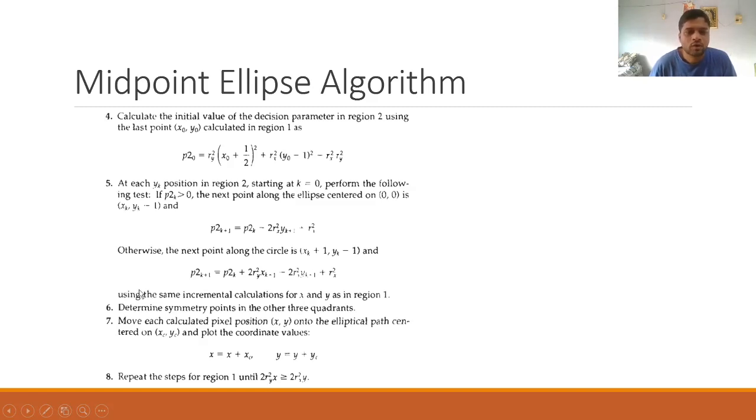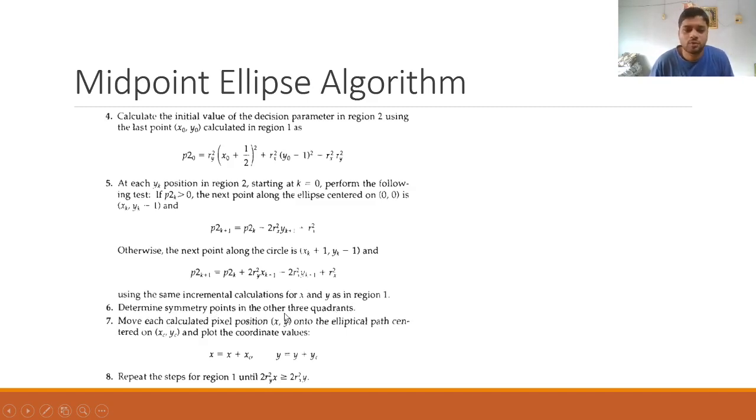Otherwise, the next point on the ellipse is (xk plus 1, yk minus 1), and the next decision parameter is p2k plus 1 equals p2k plus 2 ry square xk plus 1 minus 2 rx square yk minus 1 plus rx square, using the same incremental calculations for x and y as in region 1.